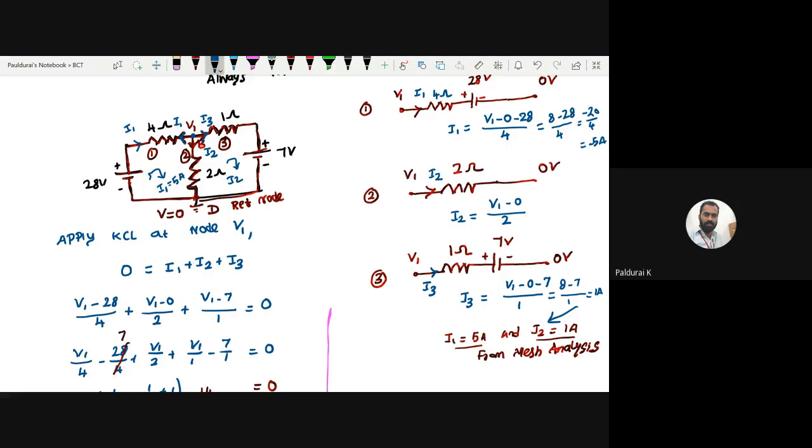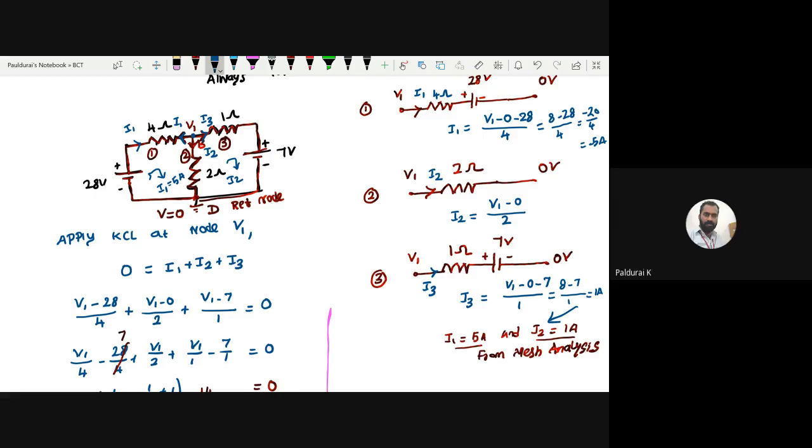Okay. So which one is best? Nodal or mesh? I just want to know. Genius people always go with mesh or nodal. Sir, mesh was easy, sir. Nodal is a bit much.